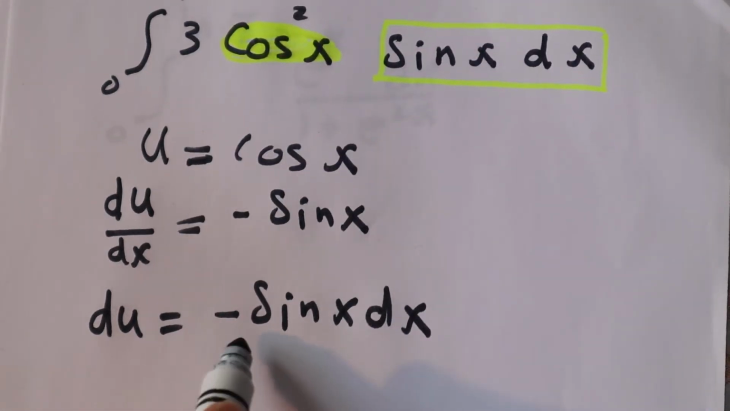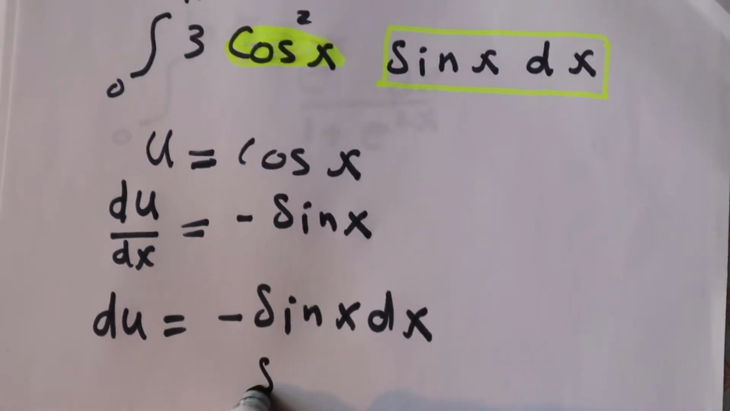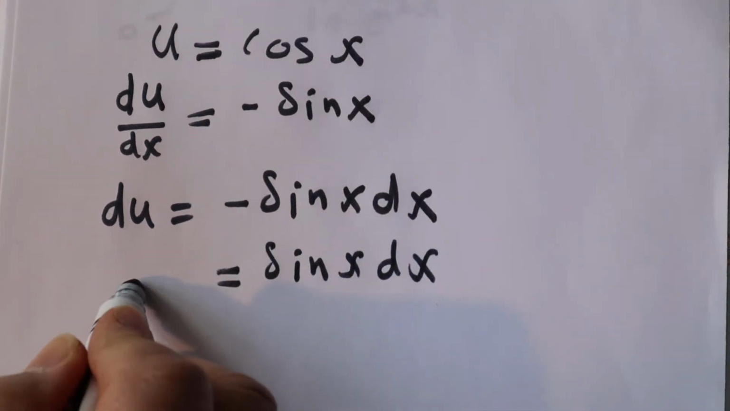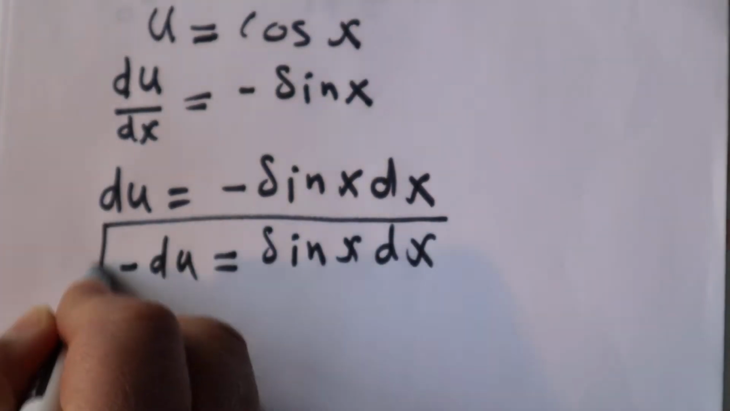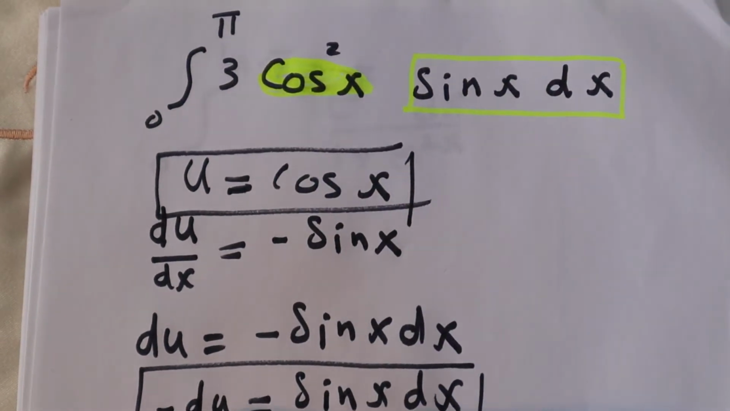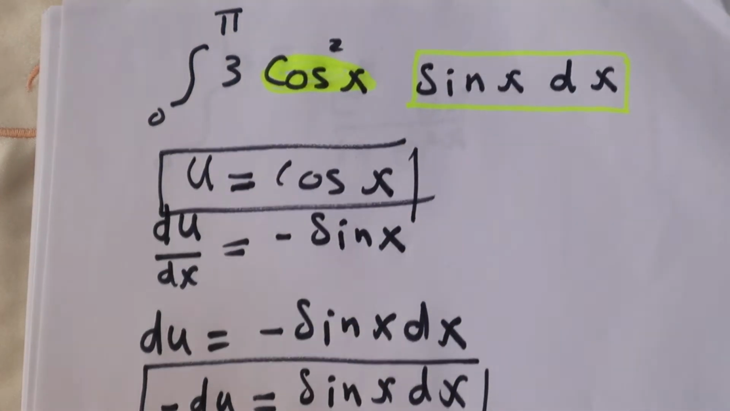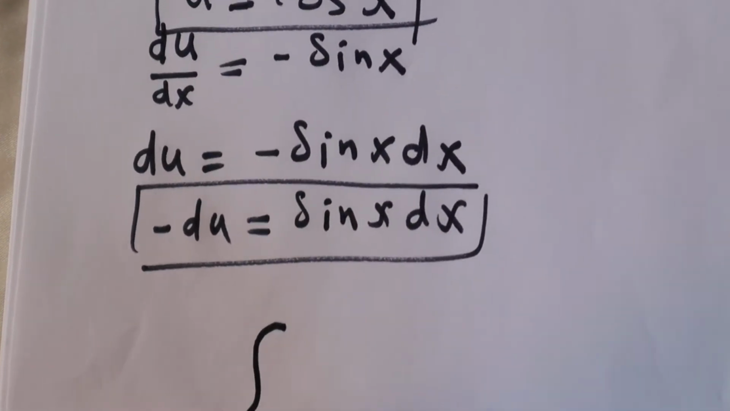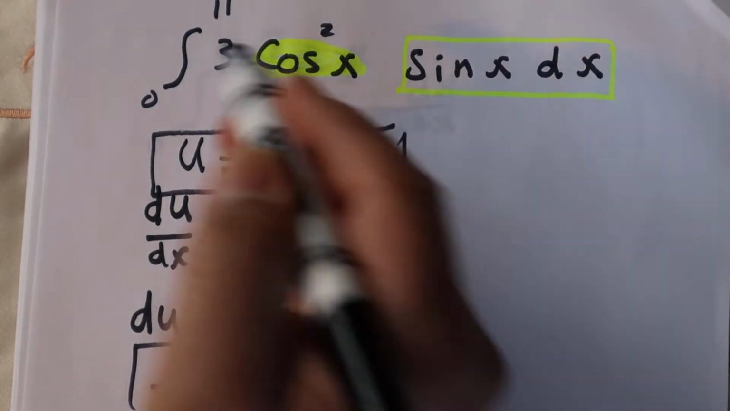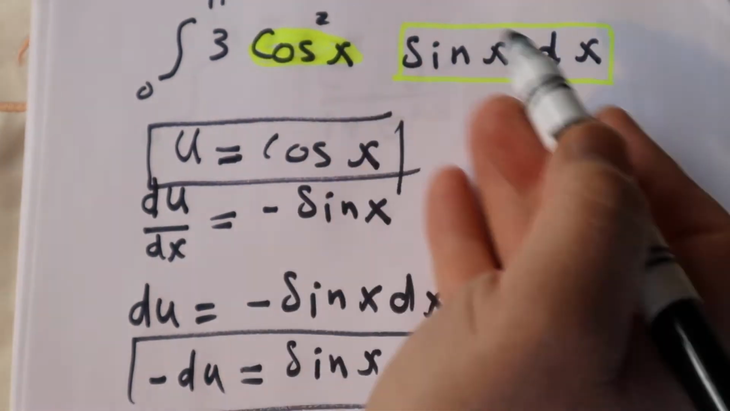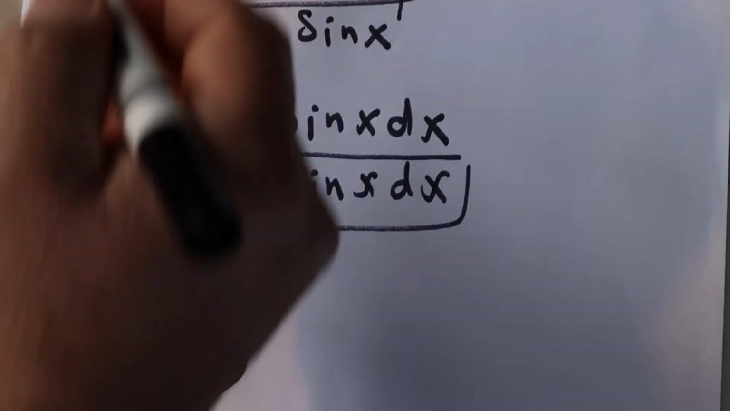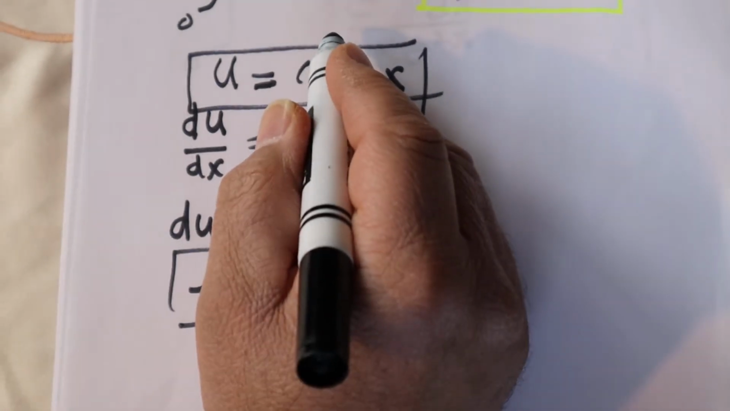Remember, I need to substitute for sine x dx. So just divide by negative on both sides. So sine x dx equals, when you divide by negative, negative du. Now we go back to the given integral. Set the integral symbol here, and don't write your bounds now, because they will be different. These bounds are for x, but the new bounds will be for u. So hold on, we need to figure out the new bounds. And now we start to substitute for the function.